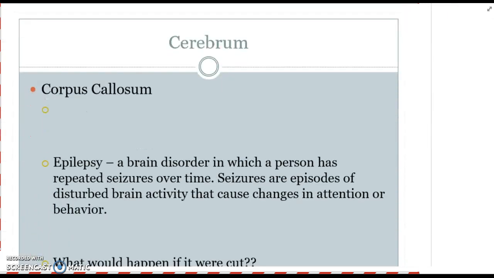So the corpus callosum, that is what actually connects those two hemispheres together.